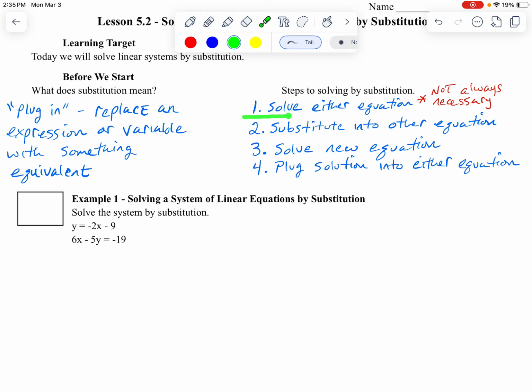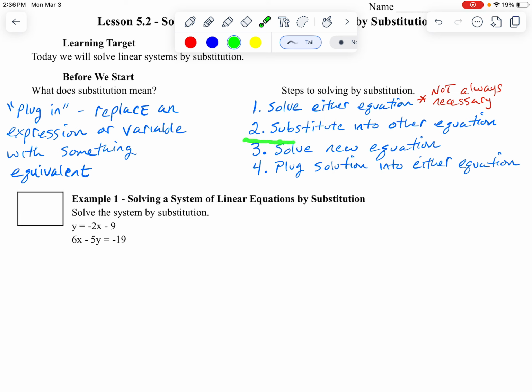Okay, so step one says solve either equation, meaning get this as like x equals something or y equals something. You don't always have to do this. So if we look at example one, I already have one of my equations solved. So this is one of those cases where I don't have to do this. It's already done for us.